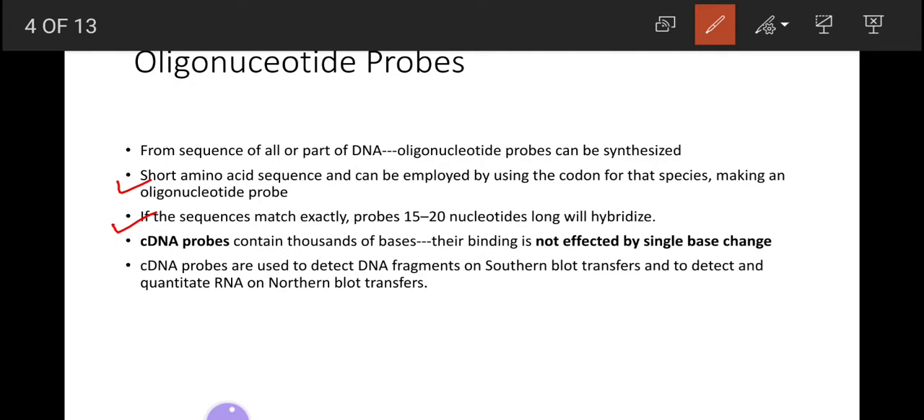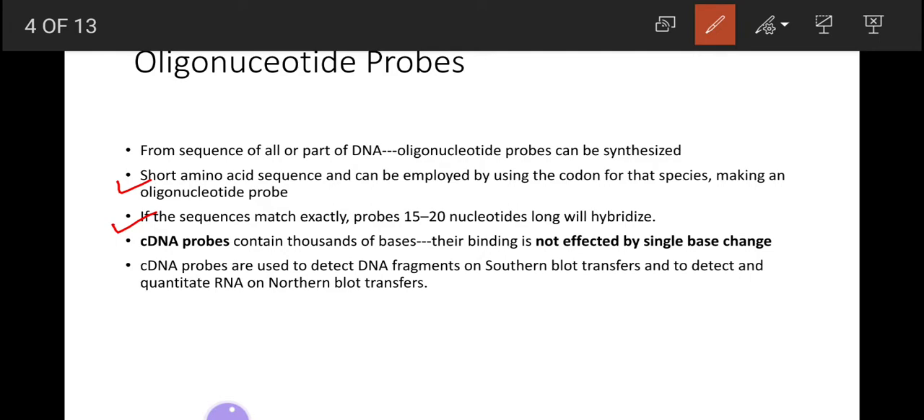What are cDNA probes? cDNA probes contain thousands of bases. Their binding is not affected by a single base change. So if a base is changed or there is a mutation, the cDNA probe will bind to the original DNA and also to the mutated DNA. So it cannot differentiate single base changes between DNAs.